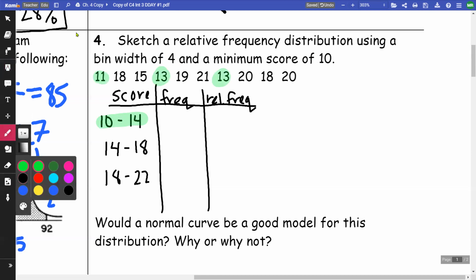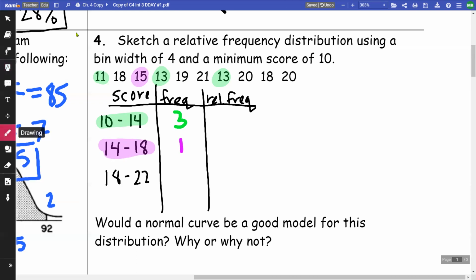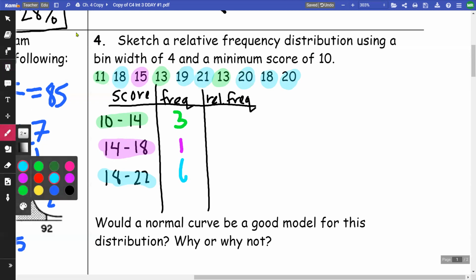So looking at this, I have 3 items, okay? Now, if I go from 14 to 18, 18 is not going to be included. So I've got 15, and looks like that's it. So this is going to be one item. And then I'm going to look at 18 to 22. So 18 would be counted there, 19, 21, 20, 18 again, 20. So I've got 1, 2, 3, 4, 5, 6. So I have 6 items.